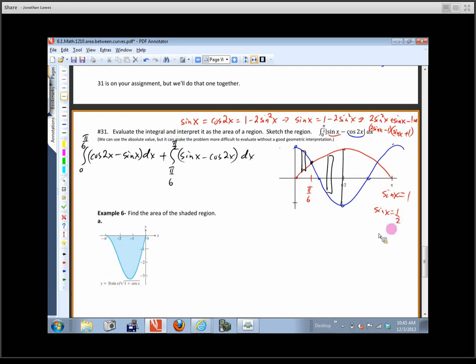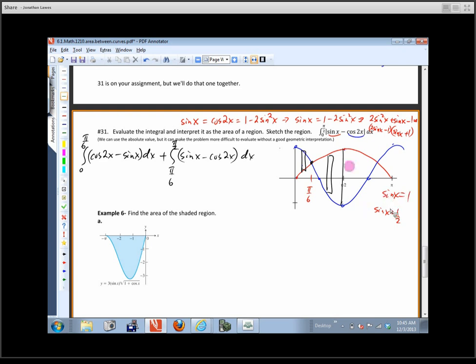Good review of some trig there. This isn't in that interval. Isn't that negative though? The sine of x equals 1, isn't it negative 1? Oh, -1, yep. Okay. But it wouldn't be on that interval anyway, right?